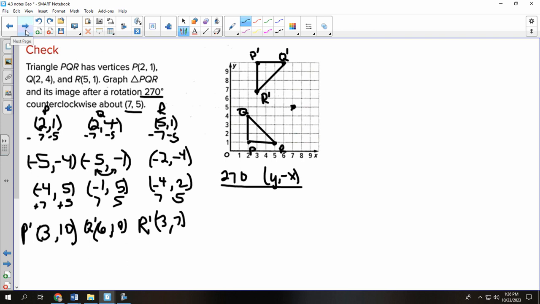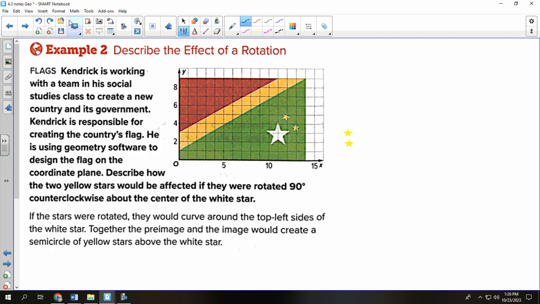Thanks for hanging in with me. They have this cute little question here. It says, we have this flag that Kendrick is designing for us. Describe how the 2 yellow stars would be affected if they were rotated 90 degrees counterclockwise.